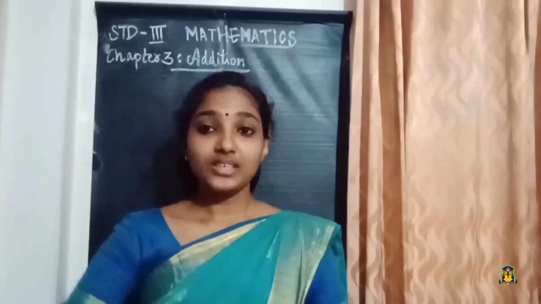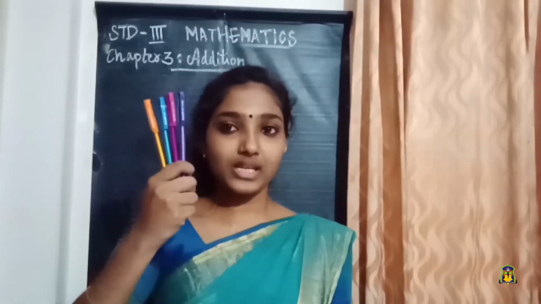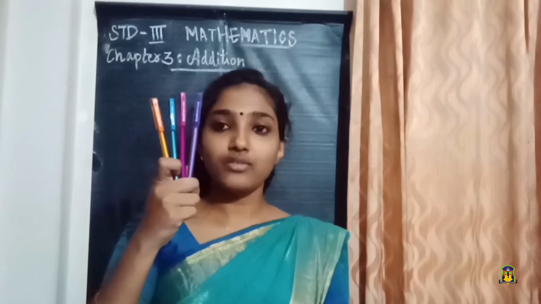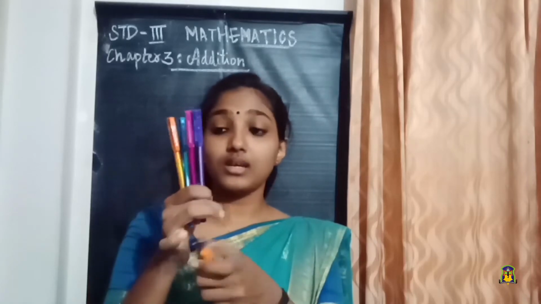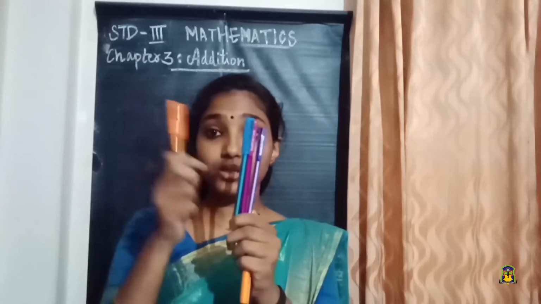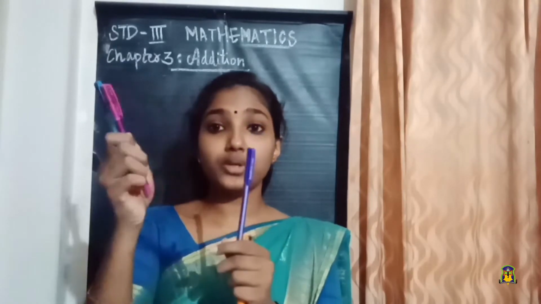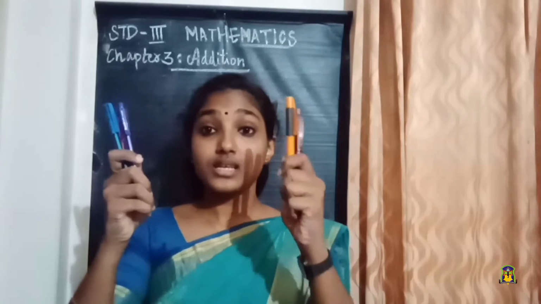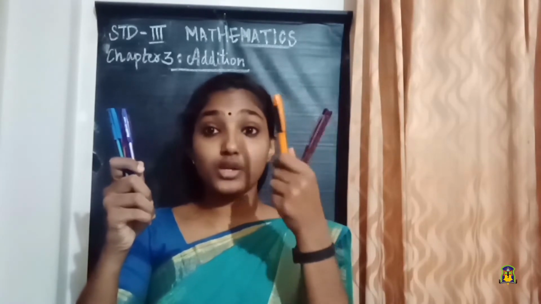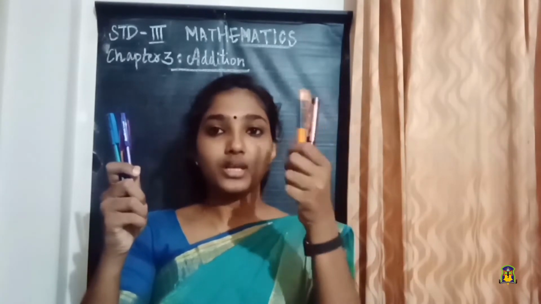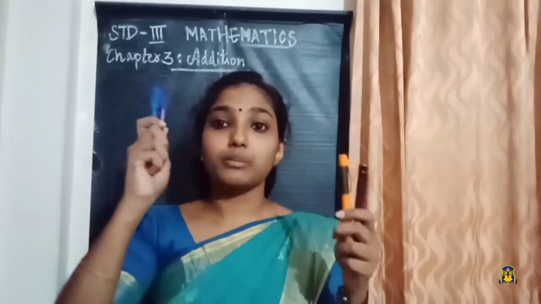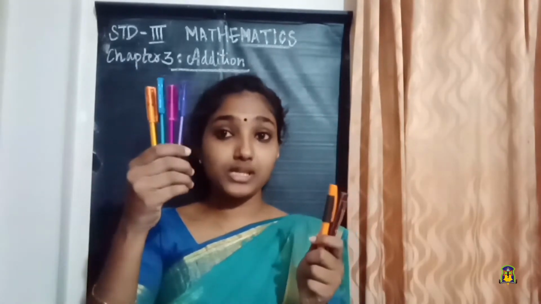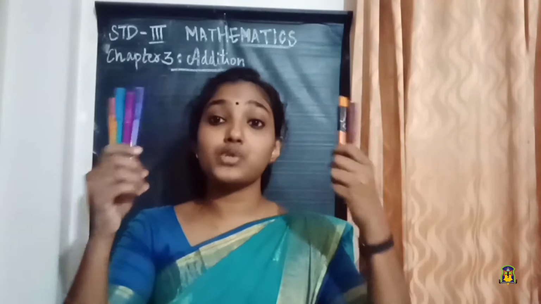So, now look here. In my right hand, I have got 4 pens. It is 1, 2, 3 and 4 pens in my right hand, and in my left hand I have got 2 pens, 1 and 2 pens. So in my right hand I have 4 pens and in my left hand I have 2 pens.